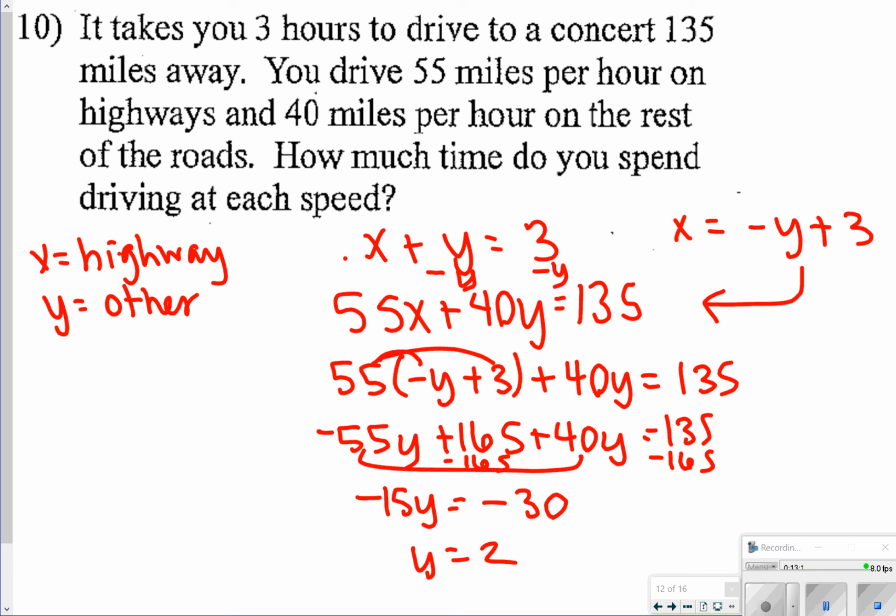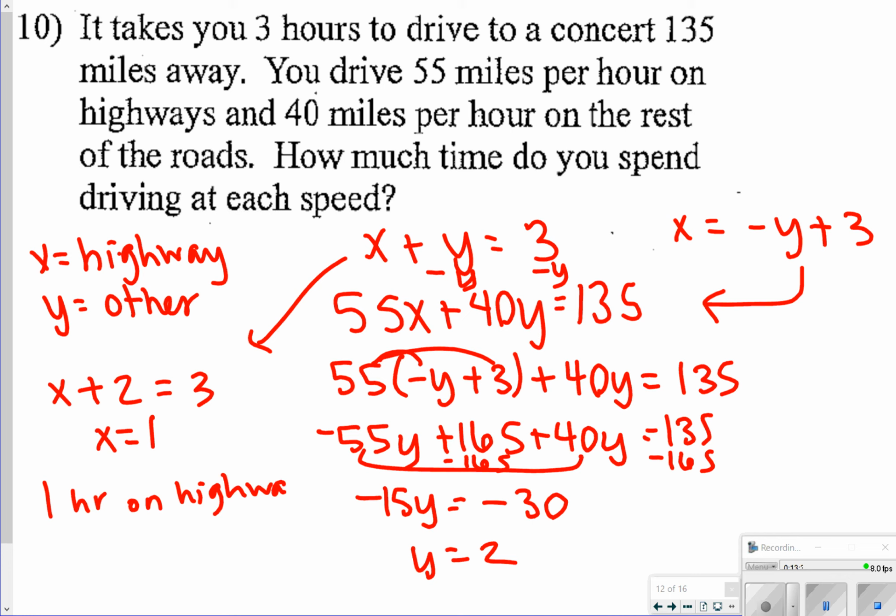So if I come back and plug it into my original equation, X plus 2 equals 3. X will be equal to 1. So 1 hour on highway, and then 2 hours on other.